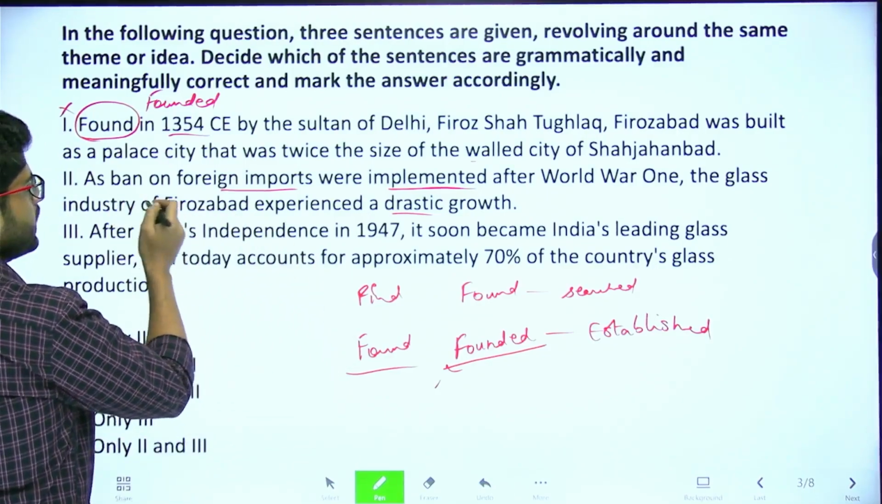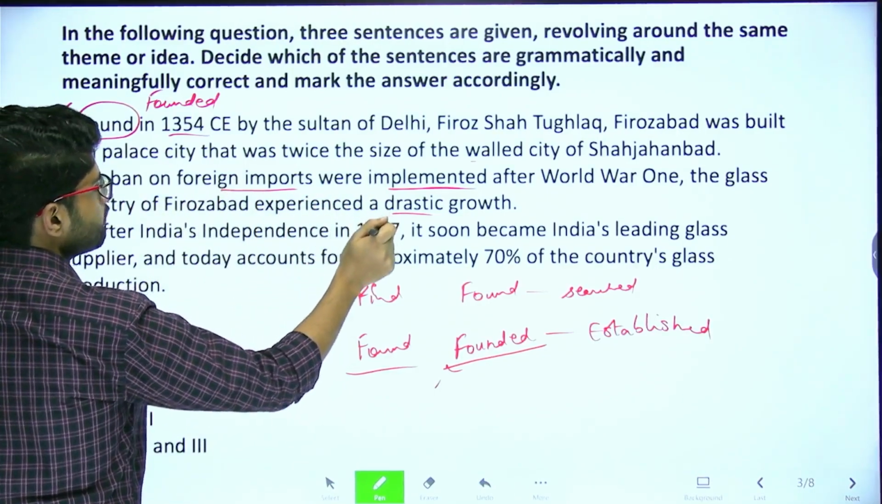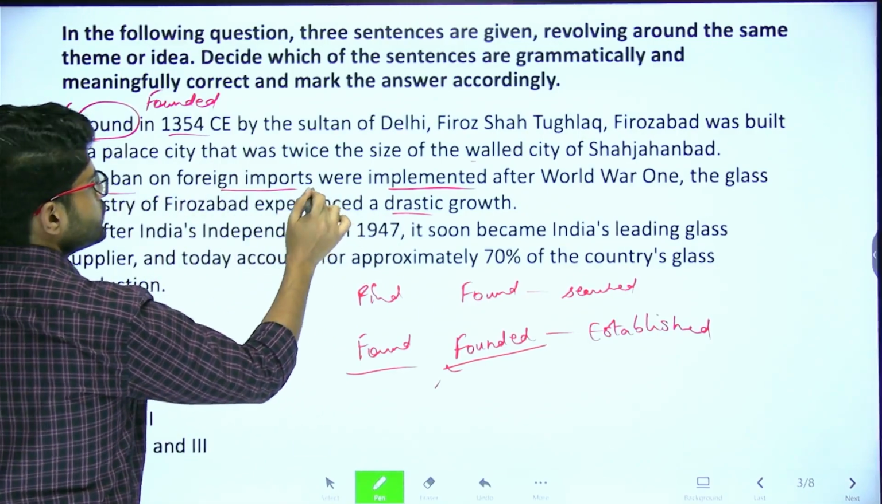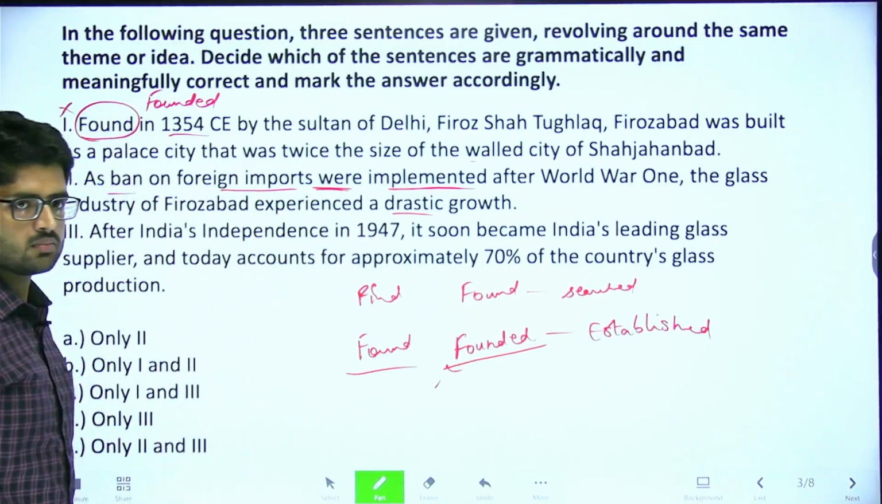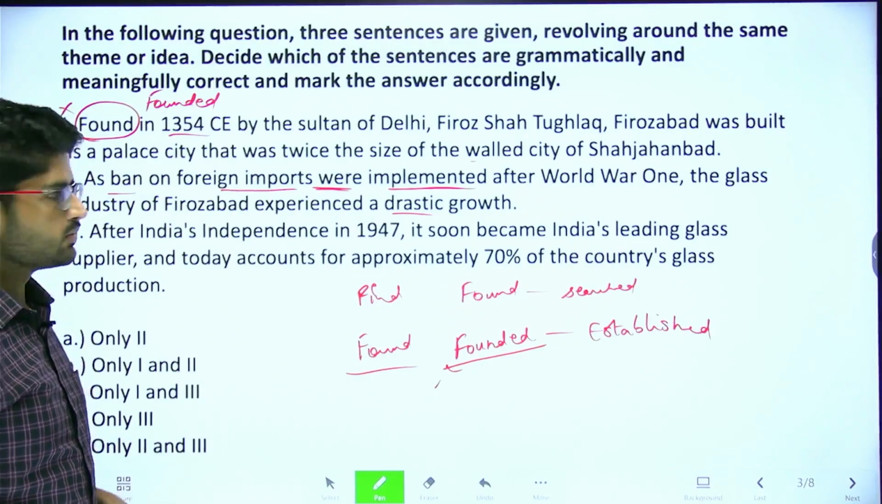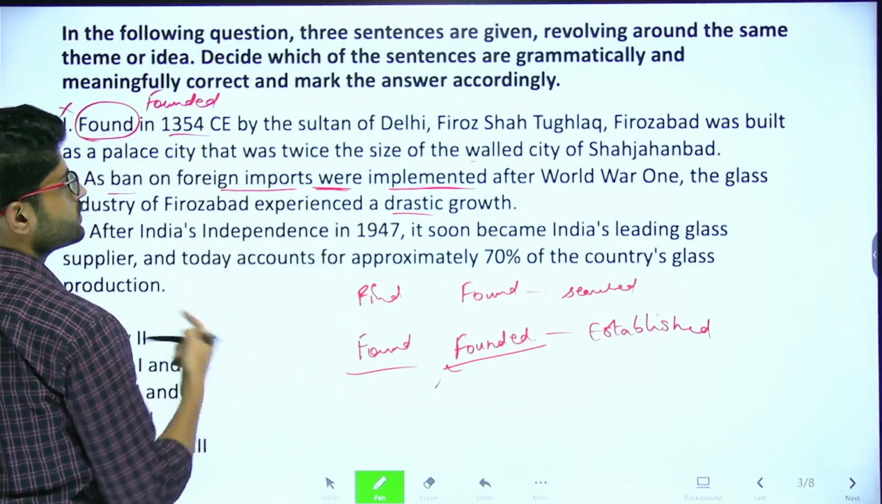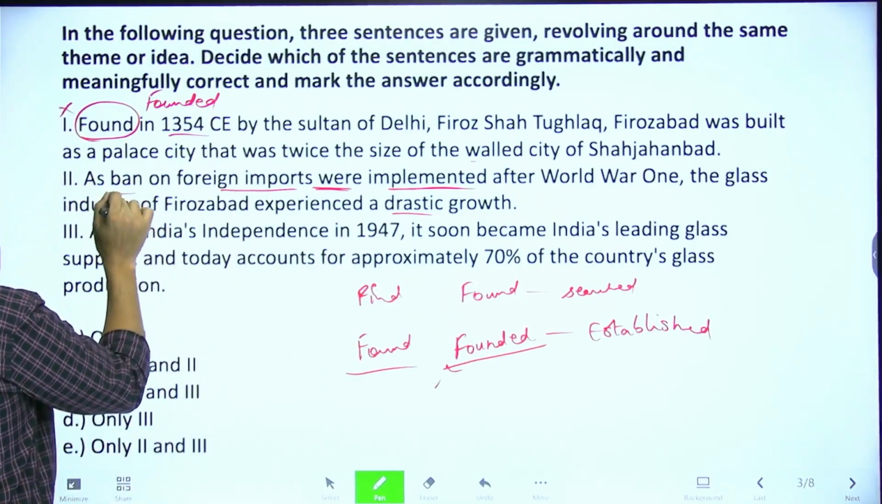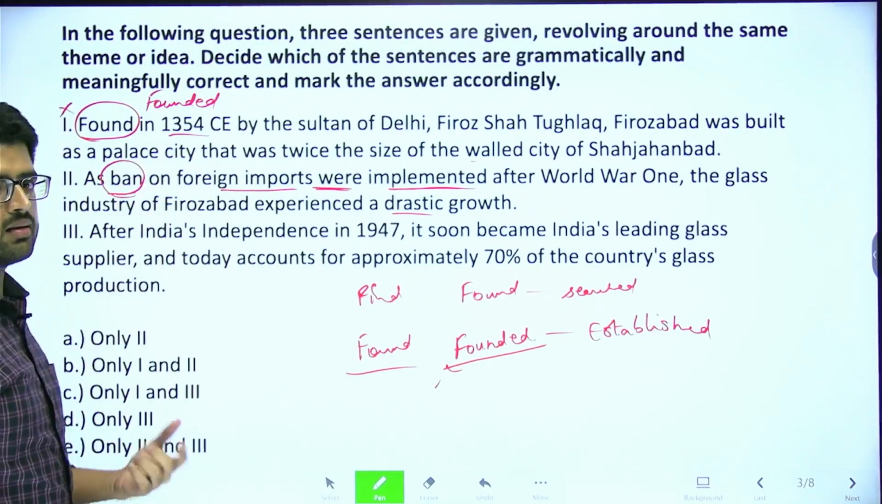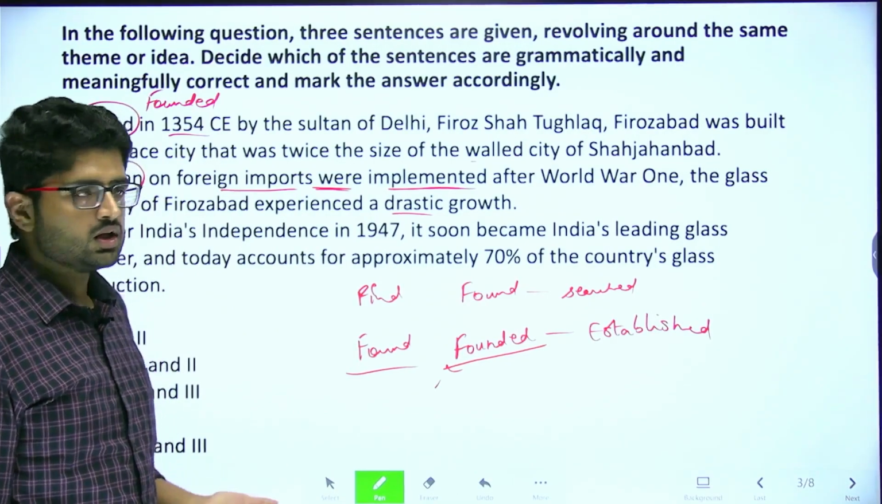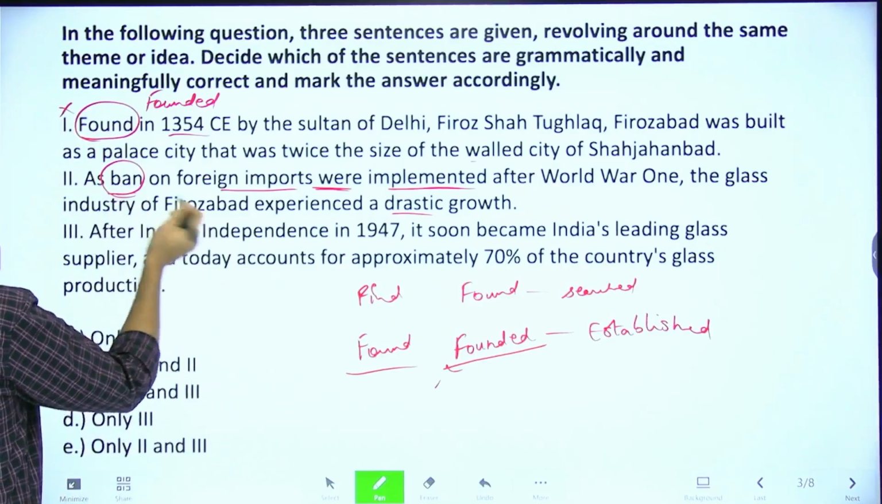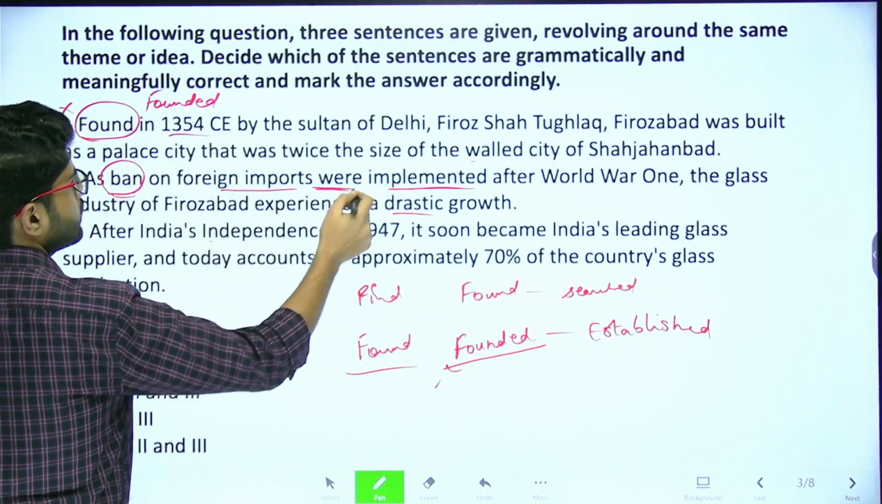See, the as ban on foreign imports were implemented. Were is used with a plural verb, a plural subject. Okay, so were is a plural verb and we use it with a plural subject. But यहाँ पर subject क्या है? Ban, and ban is a singular noun. So the subject is singular. So यहाँ क्या होना चाहिए?